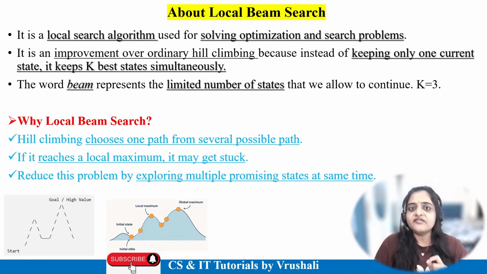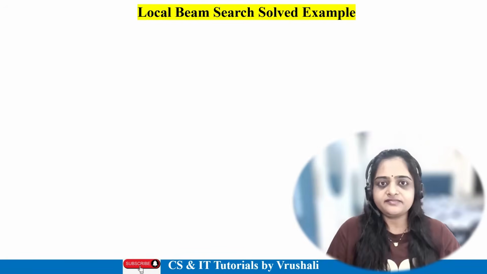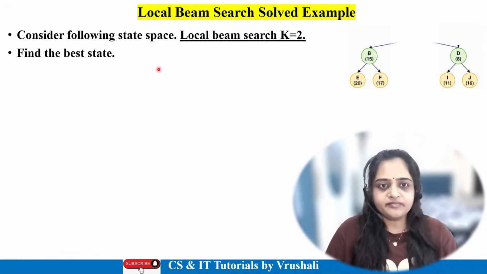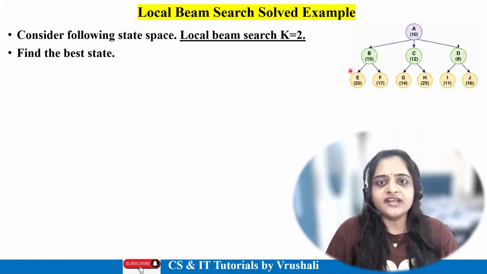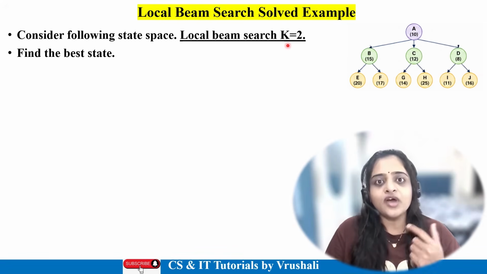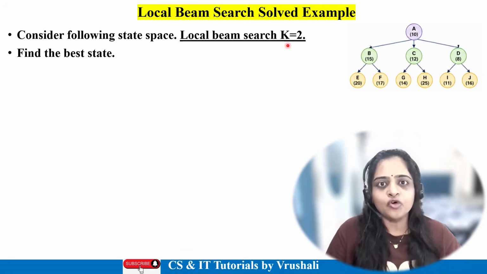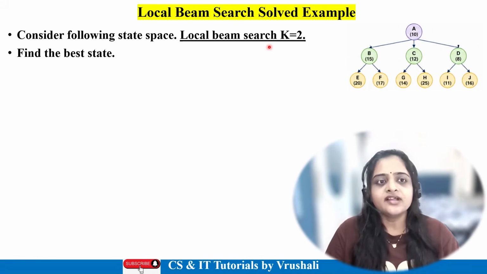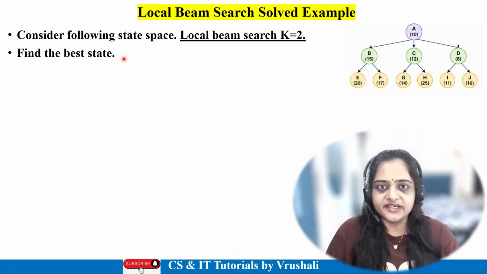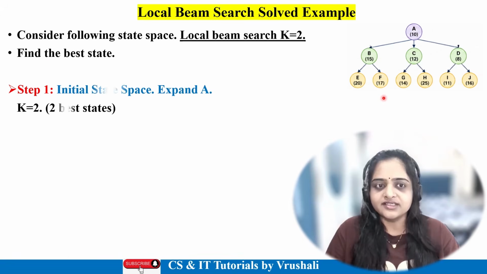So let's understand with a solved example. See here, this is your given diagram, a tree data structure. Consider the following state space and local beam search with k equal to 2. This value is already given. It means you have to explore two possible states at the same time, and you have to find the best state. So let's see how to solve this.